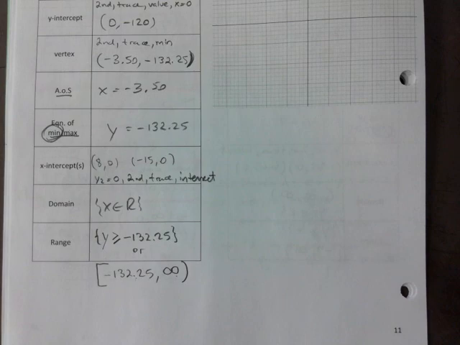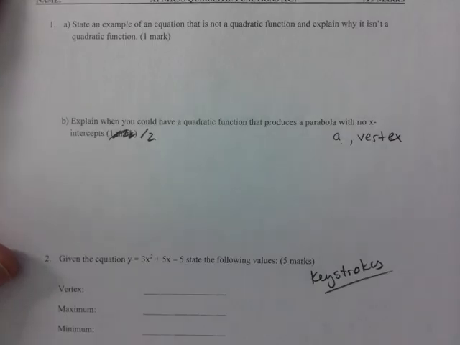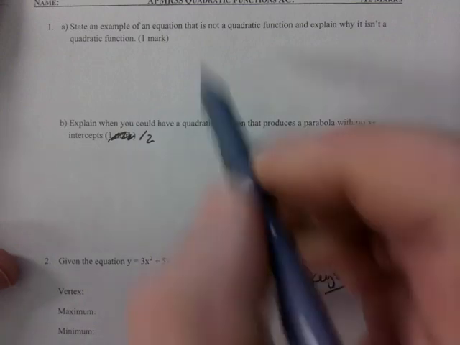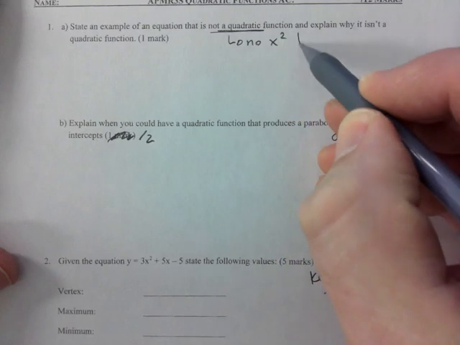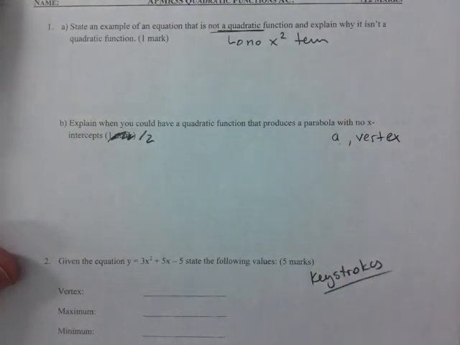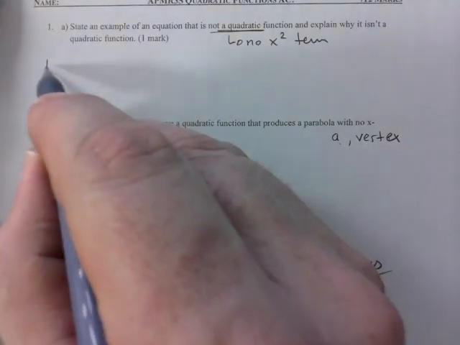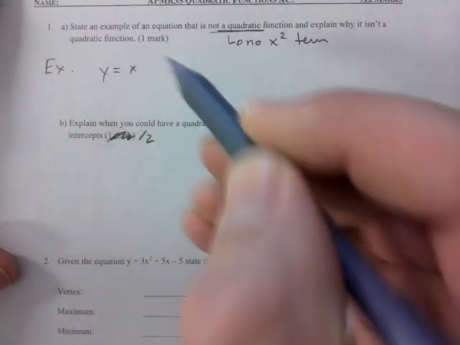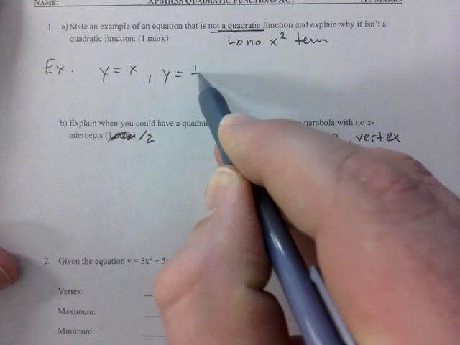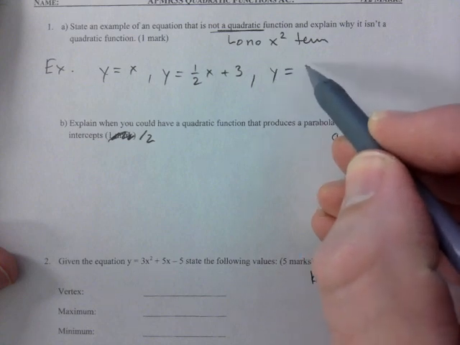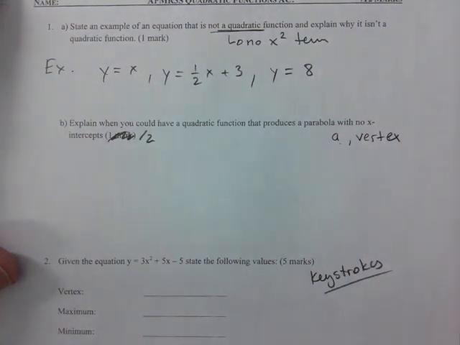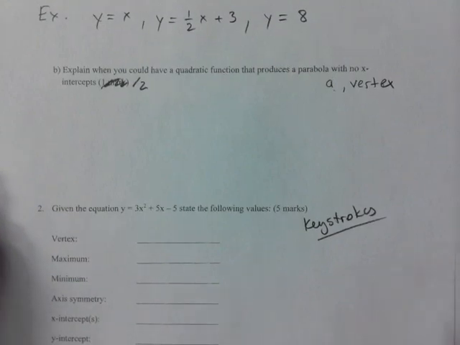And I almost forgot, but my goal is to see an example of an equation that is not quadratic. So basically, no x squared term. That's all you need to make sure you account for. So examples would be y is equal to x, y is equal to 1/2 x plus 3. You can actually go y is equal to 8, just a constant, right? Anything that doesn't have x squared would be acceptable here. So that's all I was looking for.